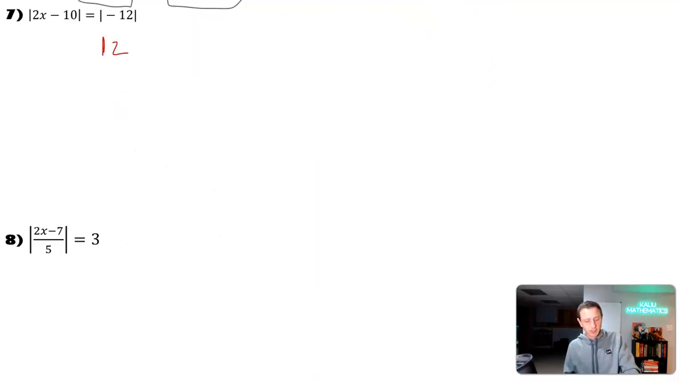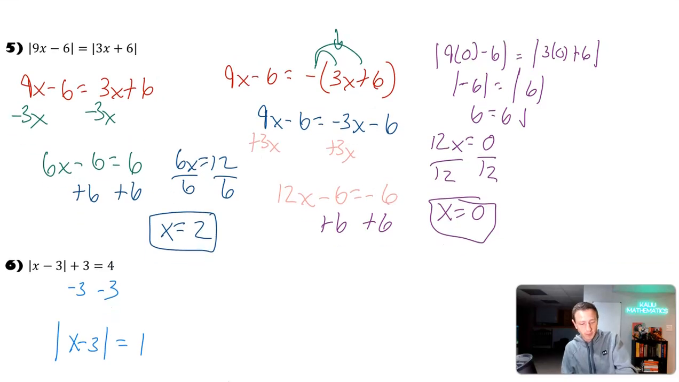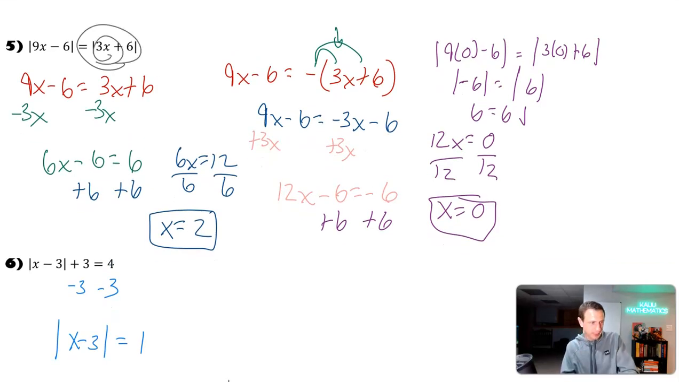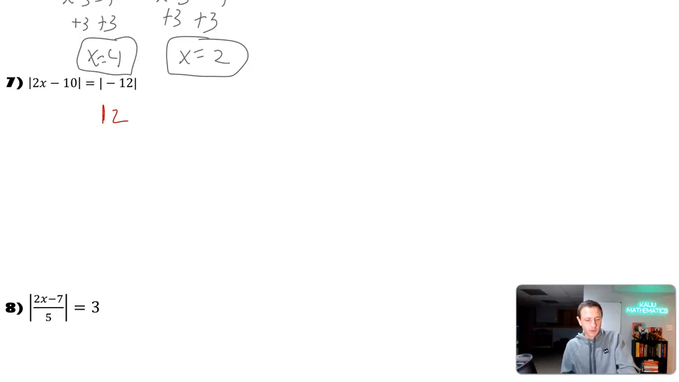Number 7, I already was kind of talking about. I have the absolute value of 2x minus 10 equal the absolute value of negative 12. So different from number 5, where I had an x value on the inside of that absolute value, on this one it's just the absolute value of negative 12. So what is the absolute value of negative 12? It's positive 12. So I'm just going to take the absolute value of 2x minus 10 equal to positive 12.